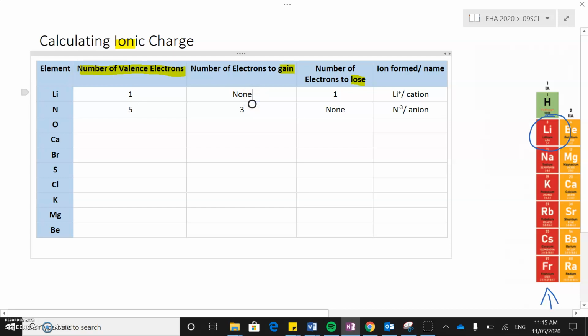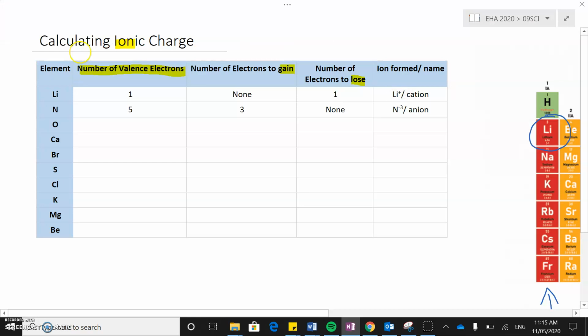We don't even bother writing that in here because it's just unrealistic for that element to be able to gain 7 electrons to fill its outer shell. It wouldn't happen for this lithium atom. What it can do, however, is it can lose one of its electrons. If it gets rid of 1 electron, then it's got a full outer shell.